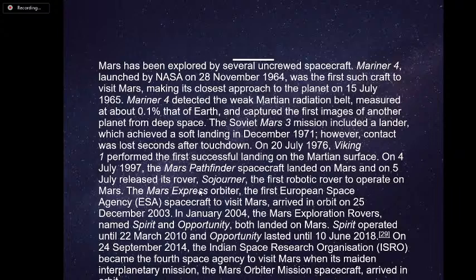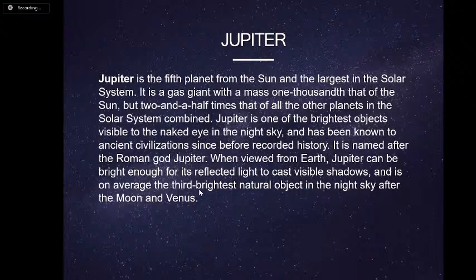Jupiter. Jupiter is the fifth planet from the Sun and the largest in the solar system. It is a gas giant with a mass one-thousandth that of the Sun, but 2.5 times that of all the other planets in the solar system combined.